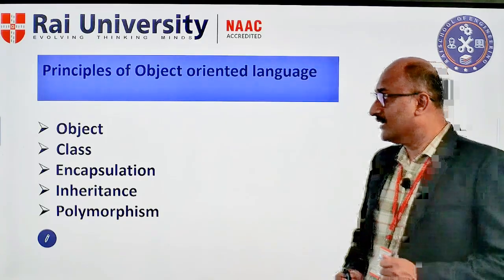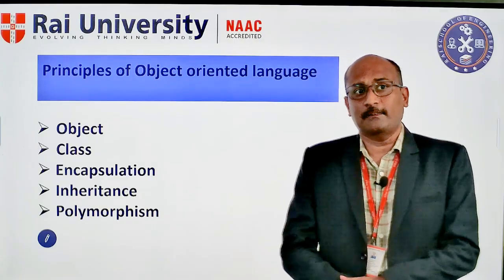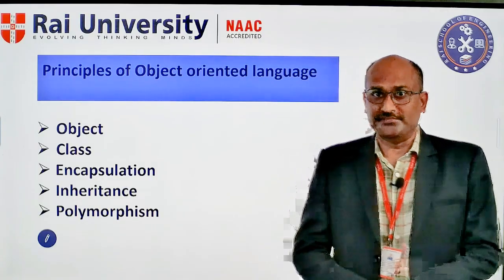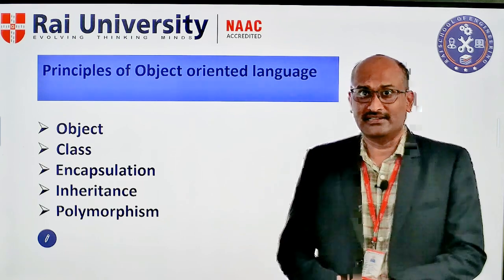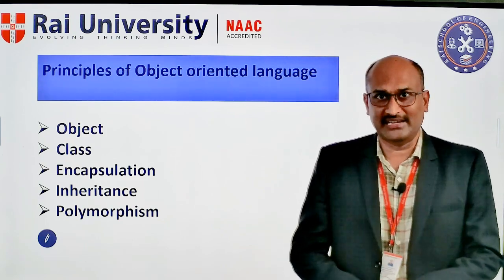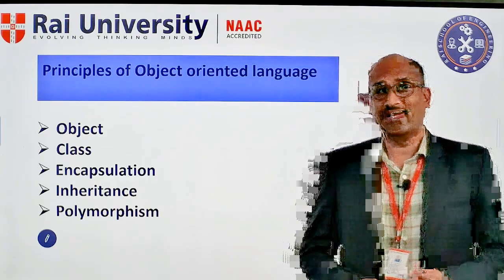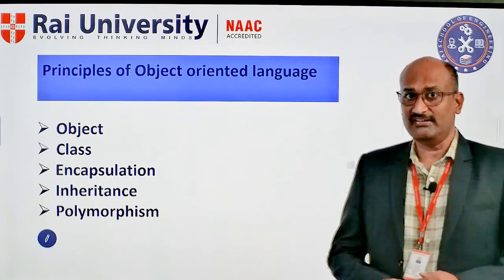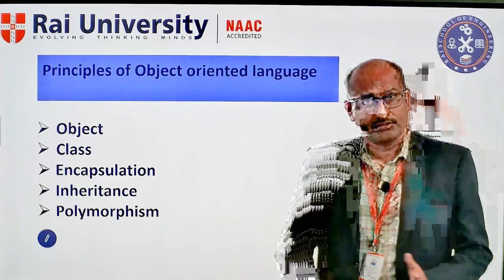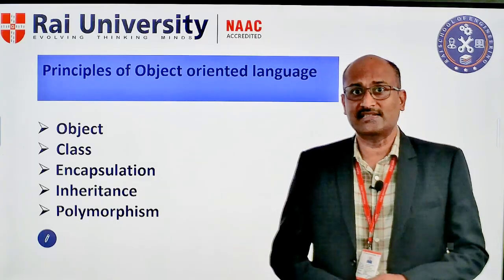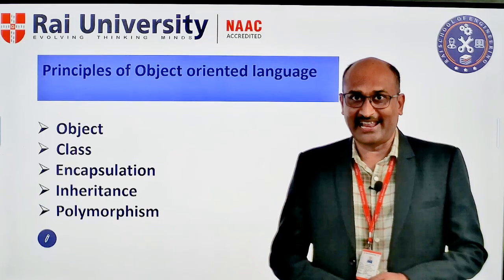Then you can see inheritance. Inheritance is a main part of object oriented language, and we will see in the next slide the types of inheritance, and how we can make inheritance in Java as well. And then after that, the topic is polymorphism. Polymorphism is also a main part of object oriented language.